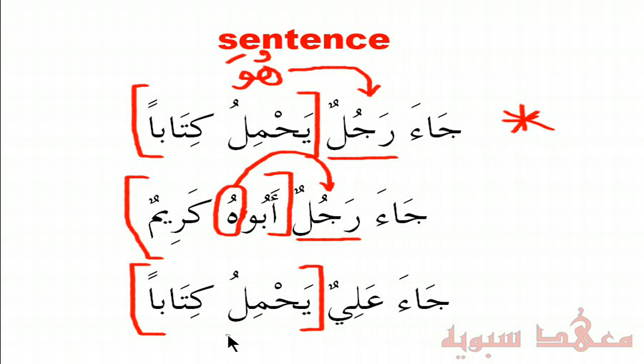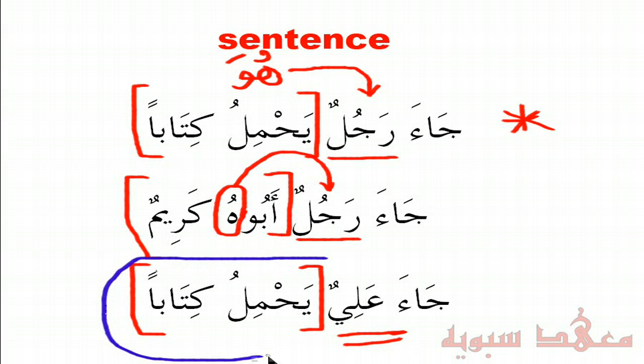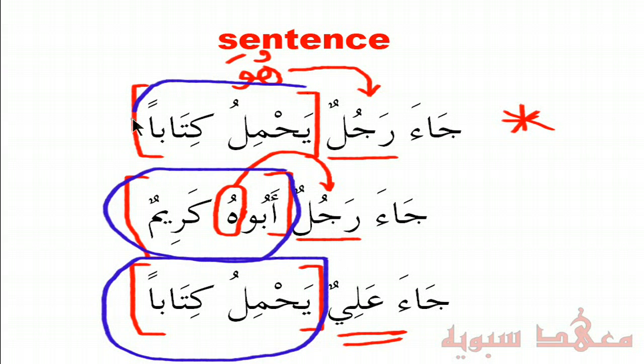So the na'at is only for indefinite nouns. So if you have a jumla ismiya and a jumla fi'liya describing an indefinite noun, then it will be an adjective. However, if it's definite, in this case, with Ali, it would be a hal, a state. So in this case, this sentence would be في محل نصب حال. In both of these cases, these sentences would be في محل رفع صفة.